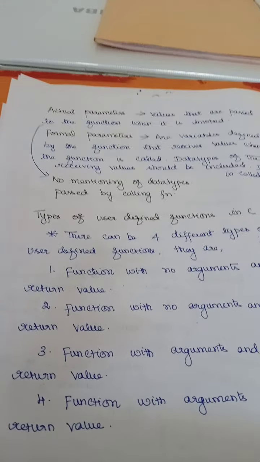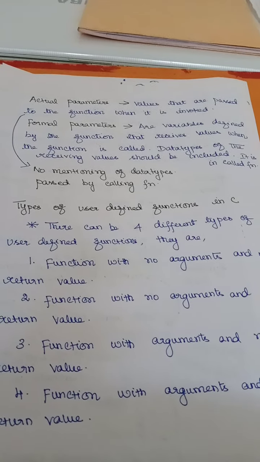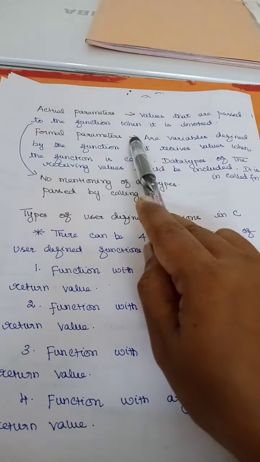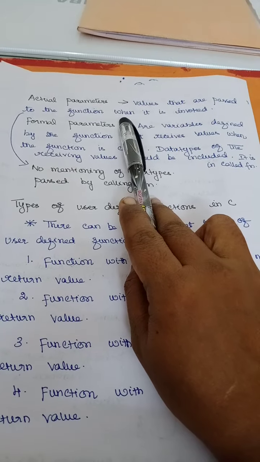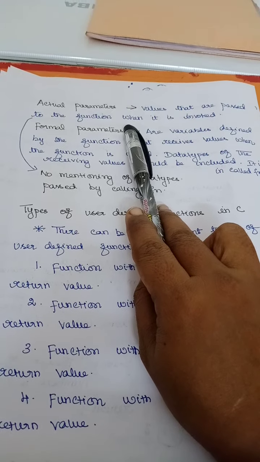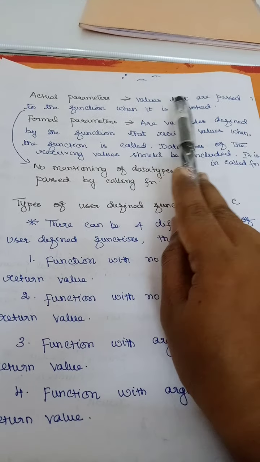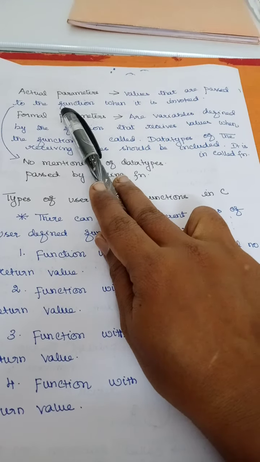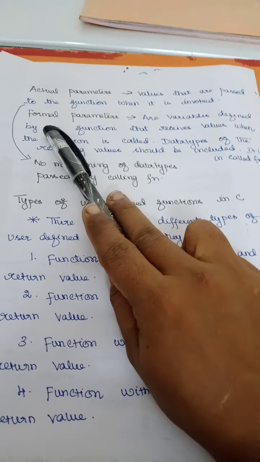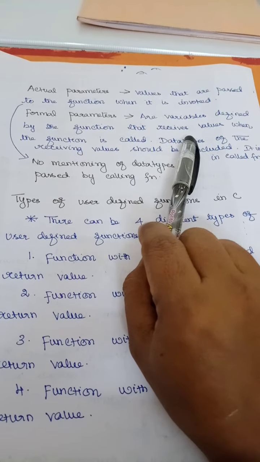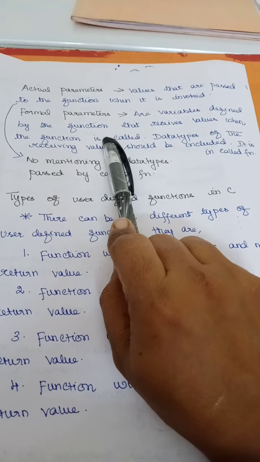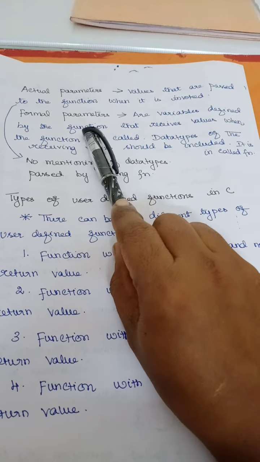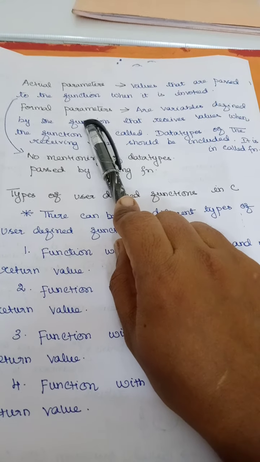So we'll see what actual parameters are. Values that are passed to the function when it is invoked. So when we see here, we are calling the function sum. There we have passed a and b. So the values that are passed to the function when it is invoked, we are going to call actual parameters. What are formal parameters? They are the variables defined by the function that receives the values when the function is called. We are going to call them formal parameters.